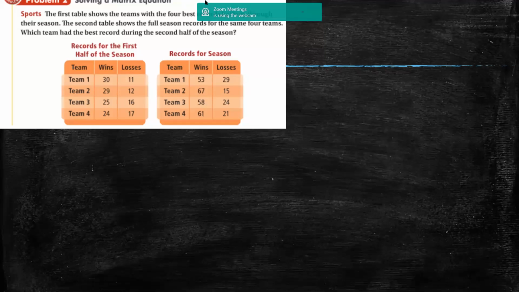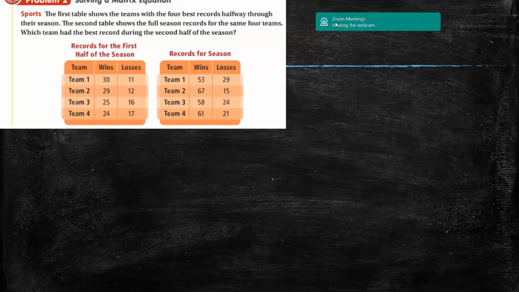Here now, the first table shows the teams with the 4 best records halfway through their season. The second table shows the full season records for the same 4 teams. Which team has the best record during the second half of the season?